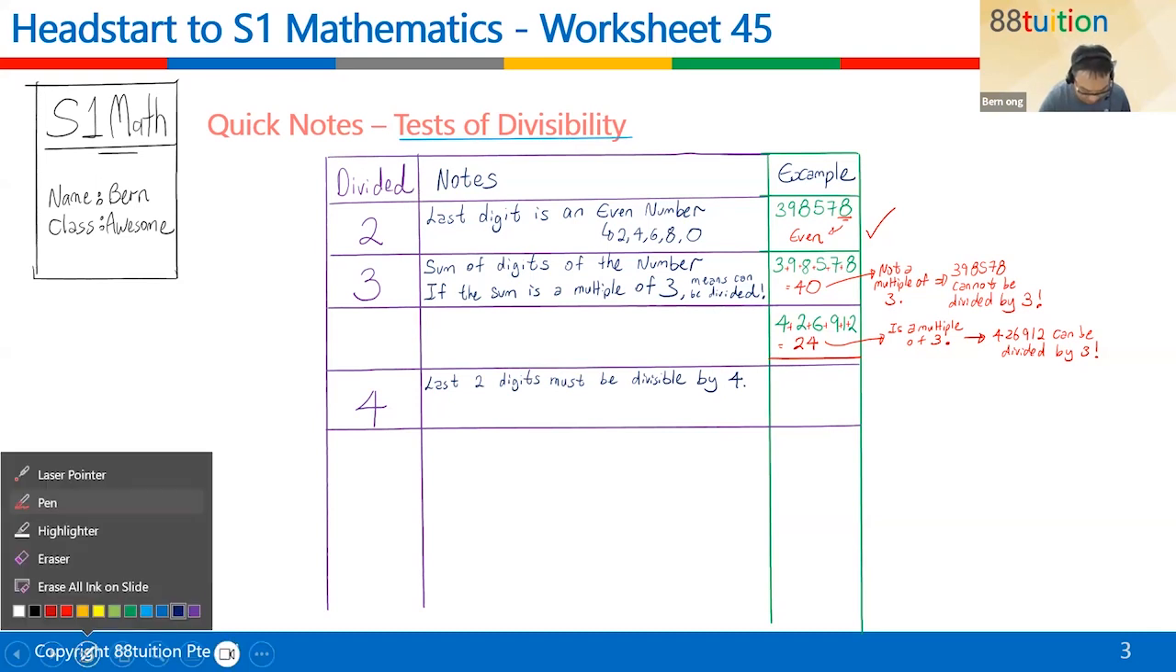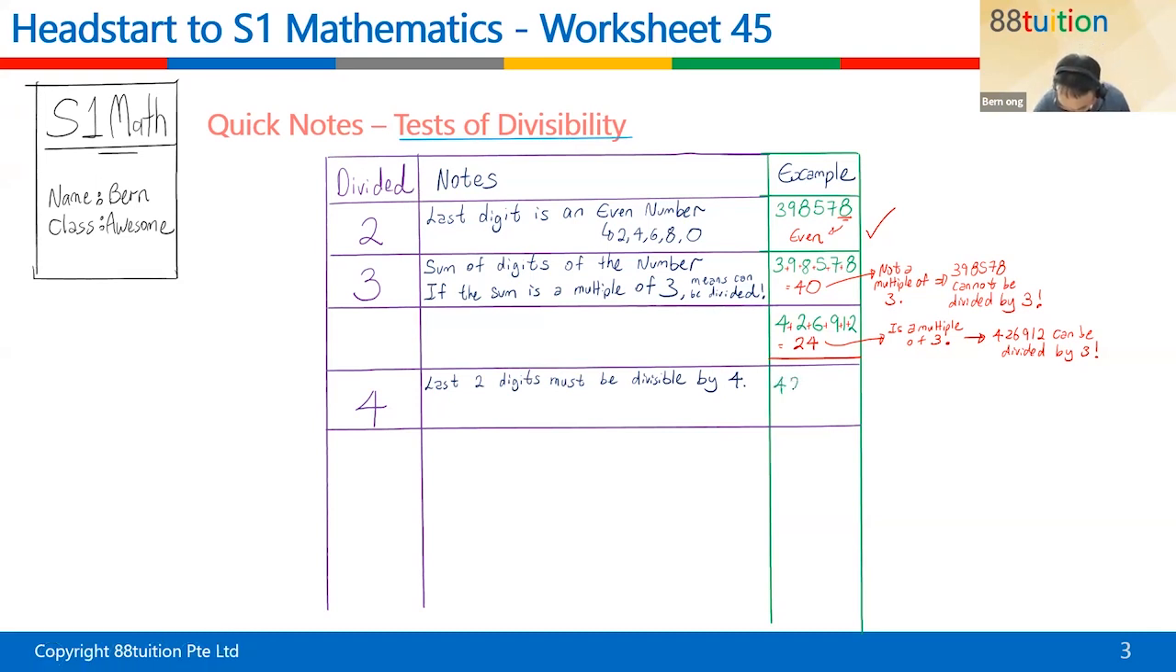So back to this same number, 4, 2, 6, 9, 1, 2. Look at the last 2 digits. The last 2 digits are 12. 12 can be divided by 4. It means that this number, 4, 2, 6, 9, 1, 2, can be divided by 4 ultimately.